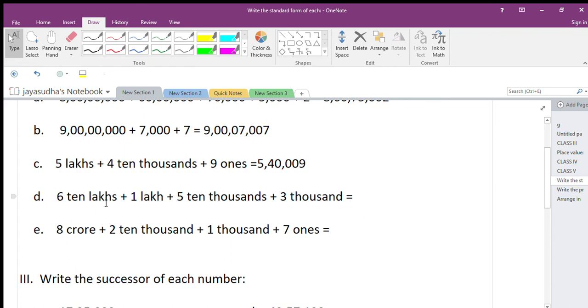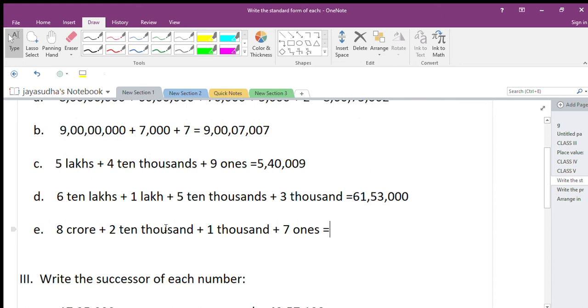Here look at the 6 ten lakhs. What is that? 6 ten lakhs mean 60 lakhs, and one more lakh is here. So 60 lakhs plus 1 means 61 lakh. Then 5 ten thousands means 50,000, and one here, 3,000. So 50,000 plus 3,000, 53,000. There is no hundreds place, no tens place, no ones place. So for the 3 places you put 3 zeros. Are you okay, children? Now 61 lakh 53,000. Are you able to understand?